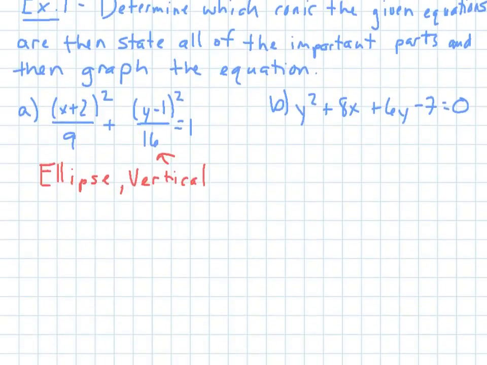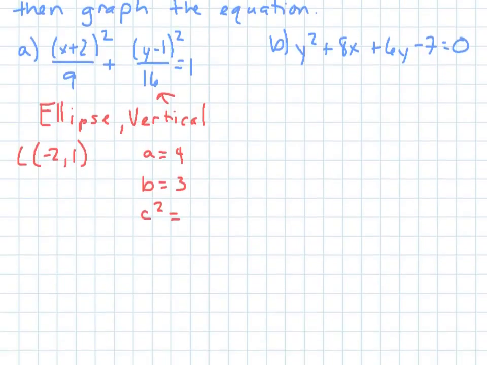And then from there, now I want to find my good stuff. So I need to state my center, so it looks like it's -2, 1. Remember, always opposite. a will be 4 because a squared looks like it's 16. b will be 3 because b squared is 9. Now I need to find my c squared, so that's 16 minus 9, and that gets me 7. So the square root of both sides gives me c equals square root of 7.